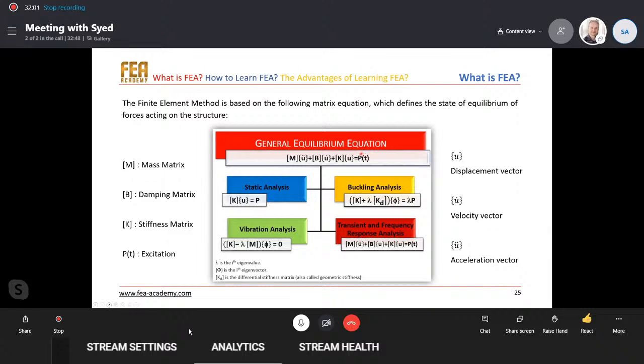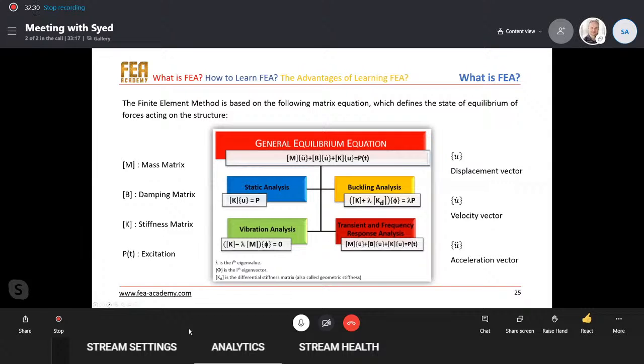And on this part of the equation, we have the excitation, which can be a static effect or a dynamic effect. And we derive 4 different equations from this general equilibrium equation: the static analysis equation, the buckling analysis equation, the vibration analysis equation, and the transient and frequency response analysis equation.